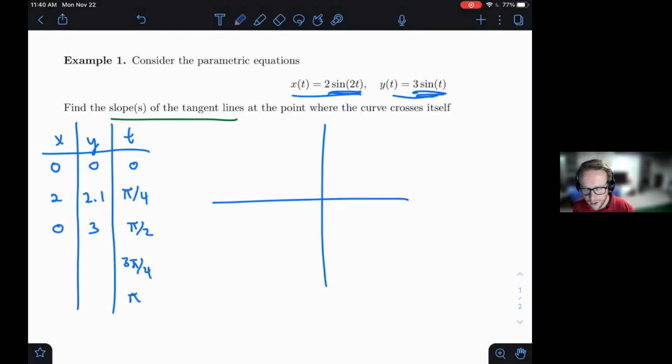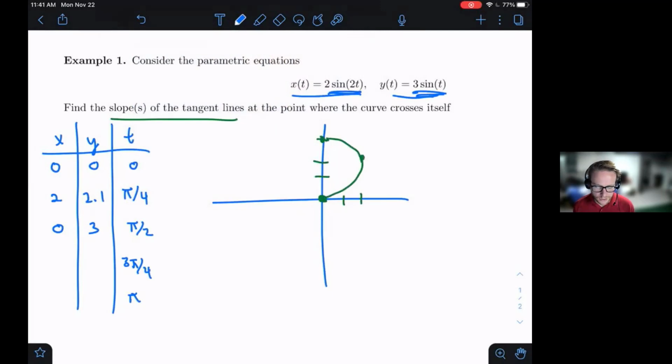And so again, we could go ahead and start sketching these. We have 0, 0 first. Then we have over here at 2, 1, an x value of 2 and a y value of 2.1. So maybe something like that. And then next up, we have an x value of 0 and a y value of 3, something like that. So I know that it's going to be something like this so far if I connect these dots with a smooth curve, right?